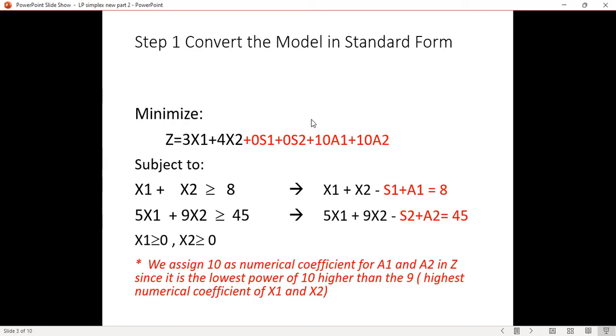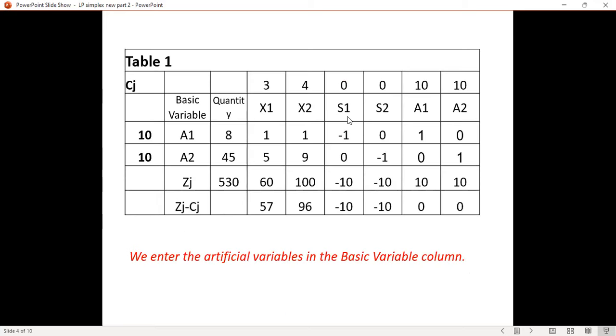So we have already standardized it, converting all the inequality constraints into equations. It's now ready for setting up the first simplex table. We have S1 and S2, A1 and A2, so in addition to the columns for x1 and x2, we added S1, S2, A1, and A2. These are the numerical coefficients in the objective function, these are the coefficients in the first constraint, and these are the coefficients in the second constraint.